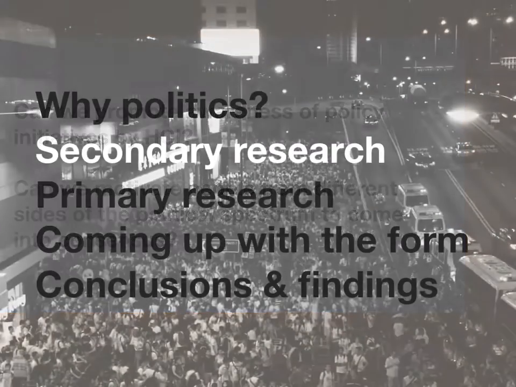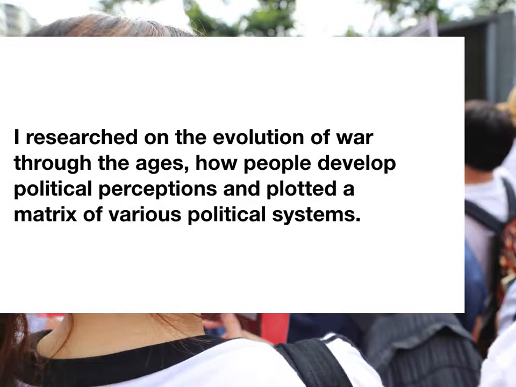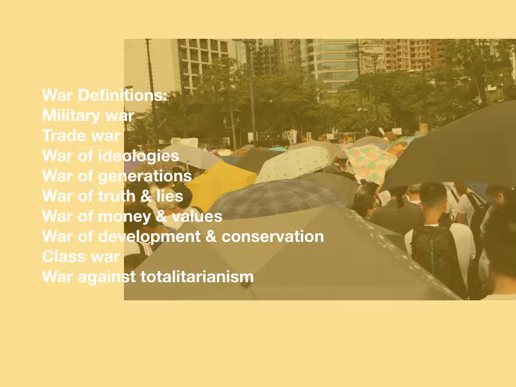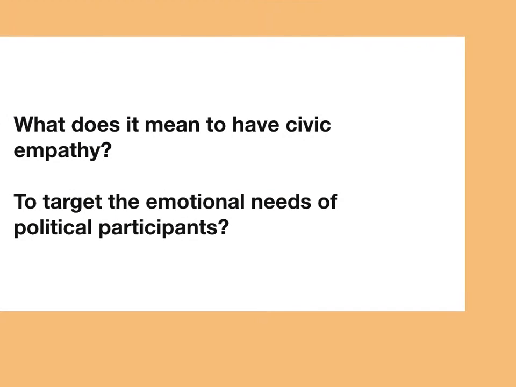I started with a variety of secondary research sources. I researched the evolution of war through the ages, how people develop political perceptions, and plotted a matrix of various political systems. In finding definitions of war, I was interested in wars between ideologies and generations. While looking at how people develop perceptions, philosophers Chalmers, French, and professor of cognitive science Hofstadter talked about how the flexibility of human perception derives from constant interaction with the conceptual level. This means that perceptions can be shaped through interactions. Knowing this, I became more interested in how we can develop civic empathy.